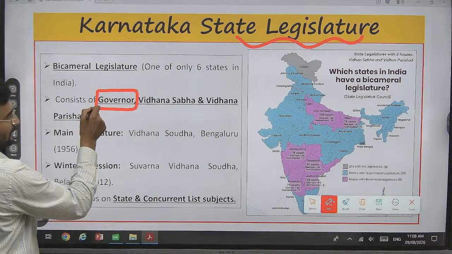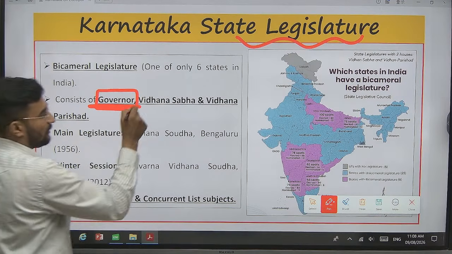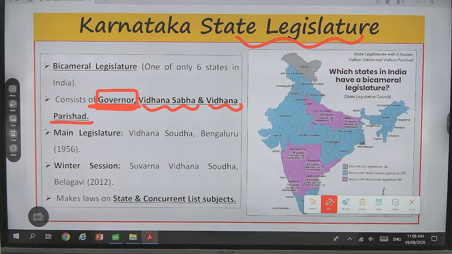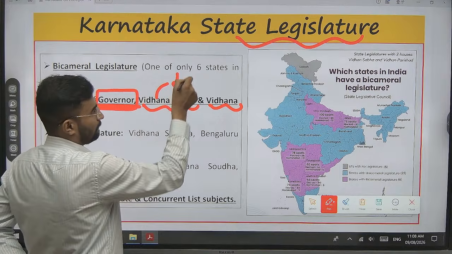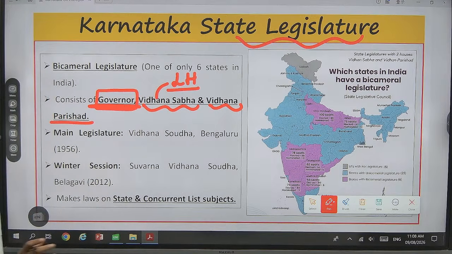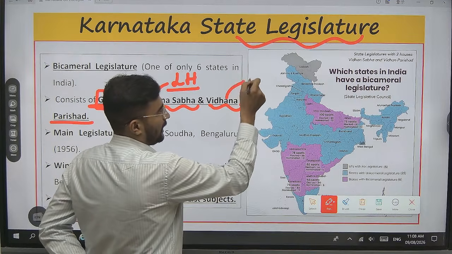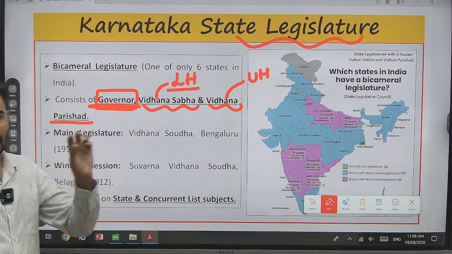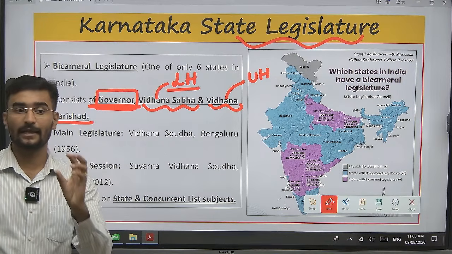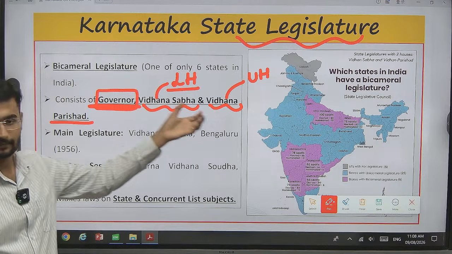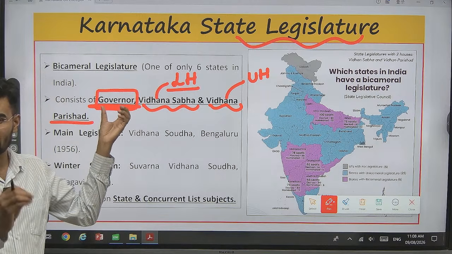It is, we call it as governor. And the second one we have our upper house, and we also have which one? The lower house. Now lower house we call it as Vidhana Sabha. And upper house we call it as what? Upper house we call it as Vidhana Parishad. Be cautious, a question may be asked: the state legislature consists of which all? This 3, which includes governor is a part of this.